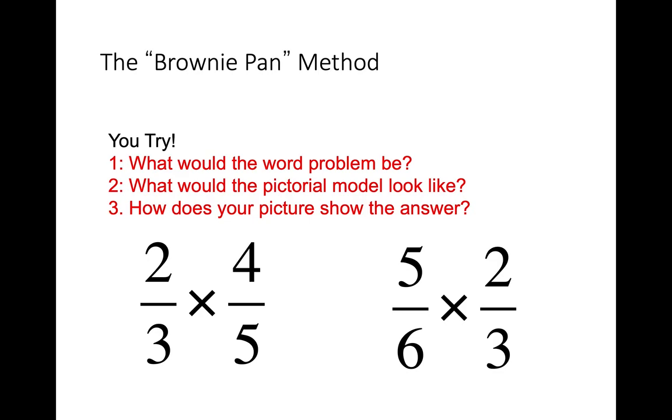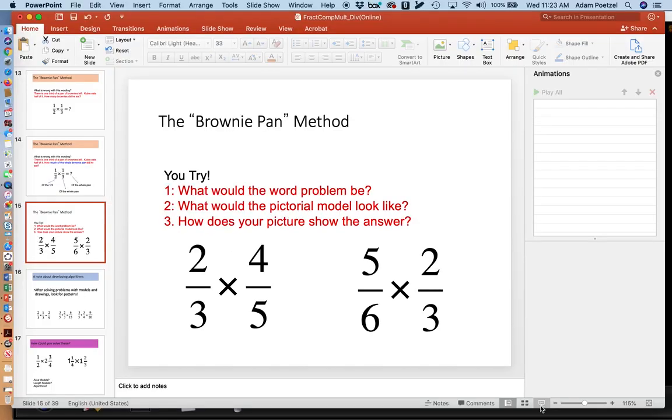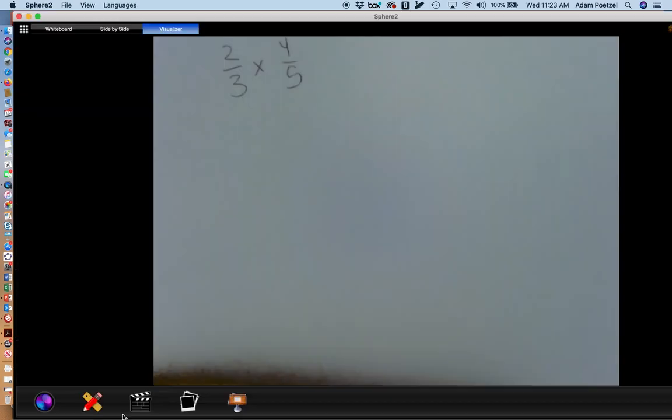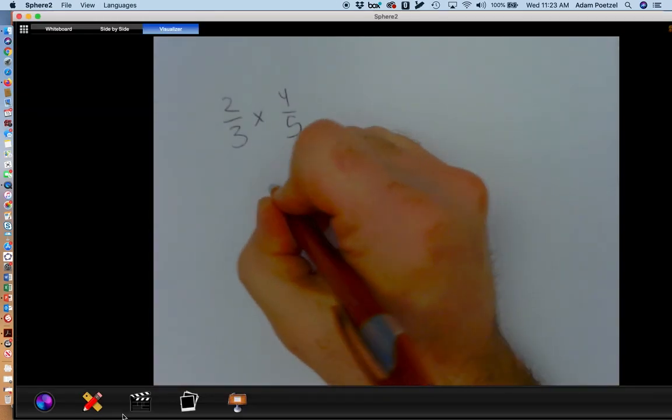That would be a valid question. So let's take a look again at what the visual of this method would look like. Pulling that back up, we would start with the brownie pan.